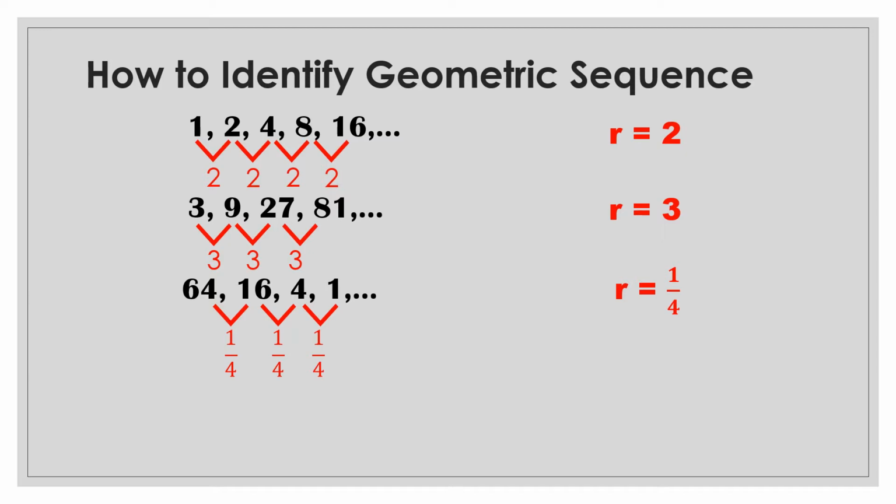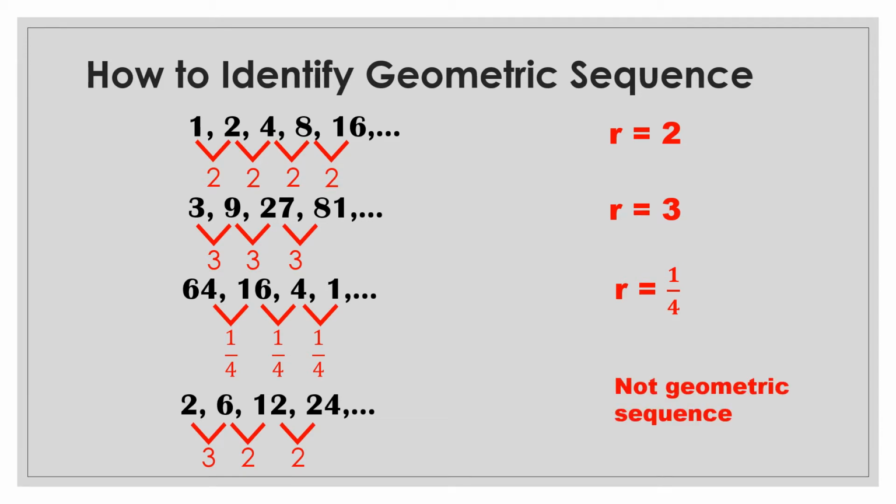Notice that the terms in this sequence are descending. If the terms of a geometric sequence are descending, the common ratio is a proper fraction, just like this one. Let's have the last one: 2, 6, 12, 24. Let's divide: 6 divided by 2 is 3, 12 divided by 6 is 2, 24 divided by 12 is 2. Since you do not have a common ratio, this sequence is not a geometric sequence.